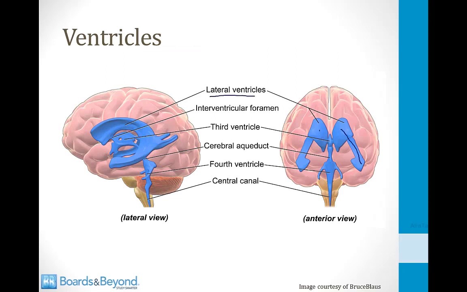So here's a drawing of the ventricles in the brain, and the two lateral ventricles sort of fan out like butterfly wings into each cerebral cortex. And then CSF from there drains through a structure called the interventricular foramen into the third ventricle. The interventricular foramen is also sometimes called the foramen of Monro. From the third ventricle, it drains through a structure right here called the cerebral aqueduct into the fourth ventricle, and then the fourth ventricle funnels cerebrospinal fluid down into the spinal cord through the central canal.